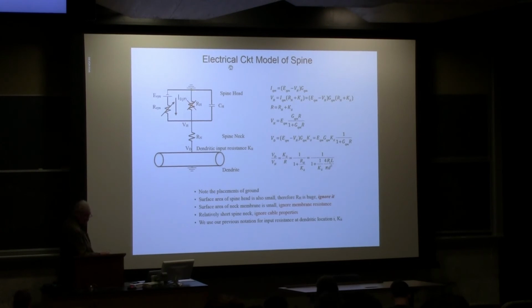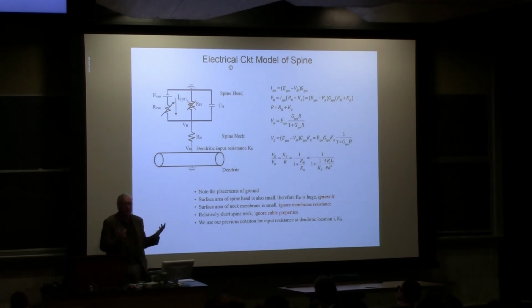There's a core resistance of the spine head, and there's a capacitance of the spine head. And we're ignoring both. We're going to do a steady state analysis, and we're going to assume that the surface area of the spine head is so small that whatever other channels are in it, they contribute negligible conductance. And for that matter, the surface area of the spine is so small, it has very little capacitance. So we'd argue that both of these pathways don't actually exist.